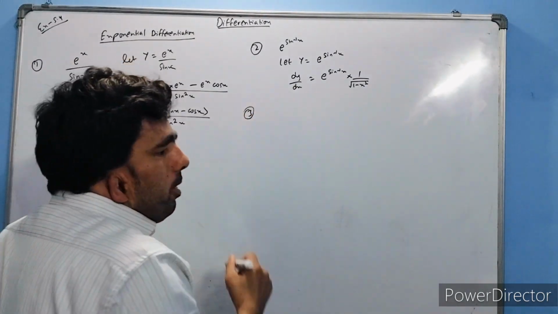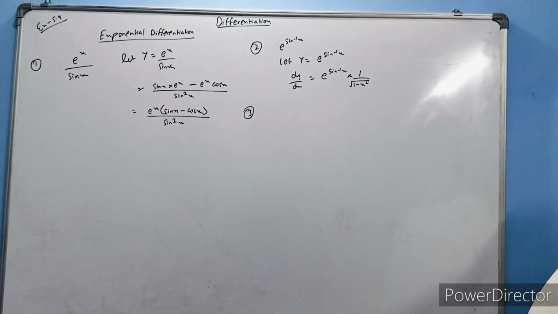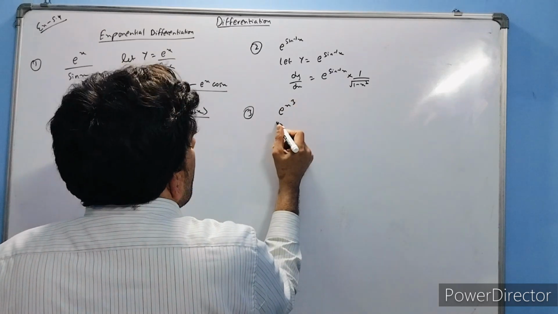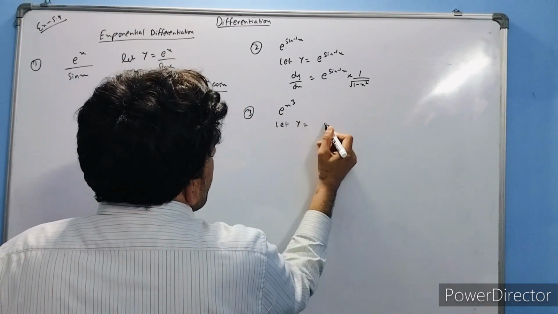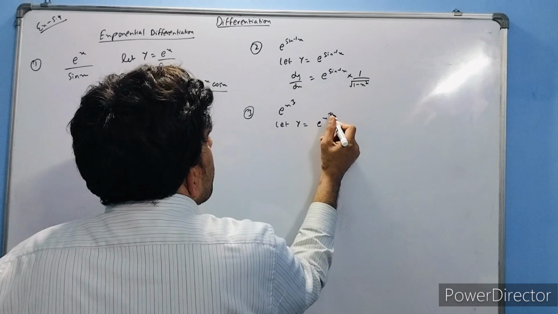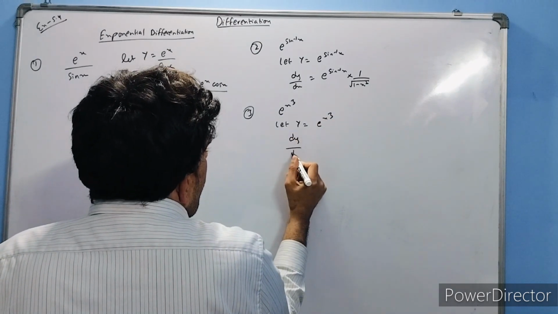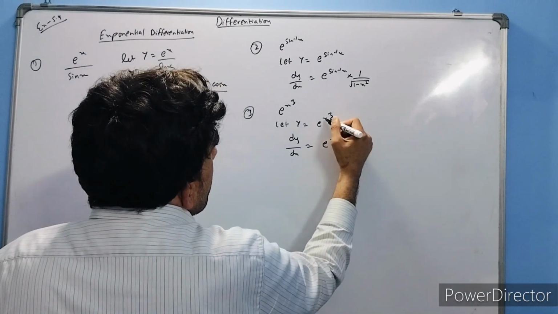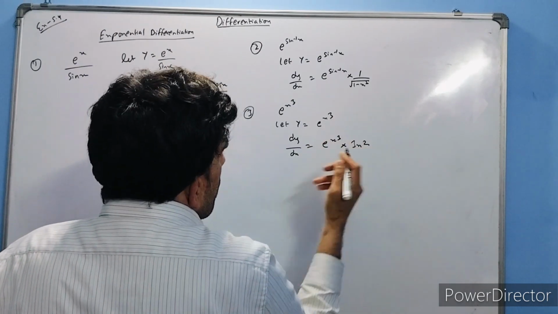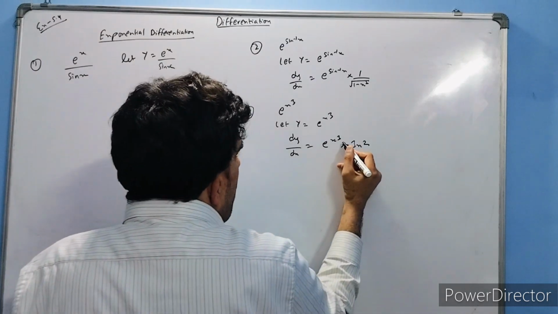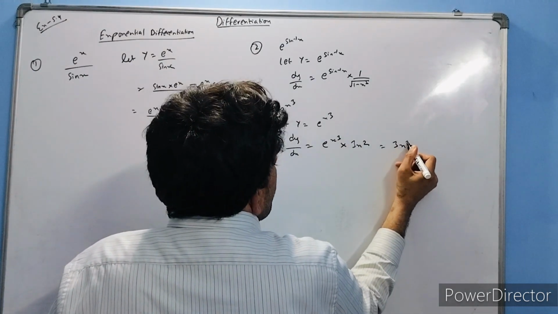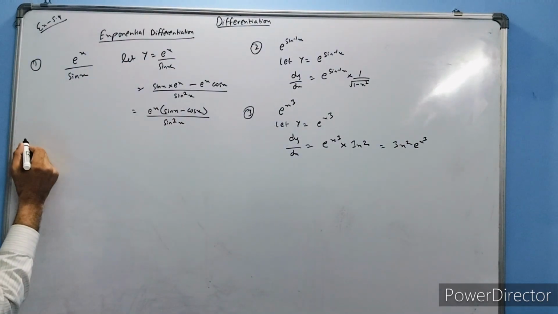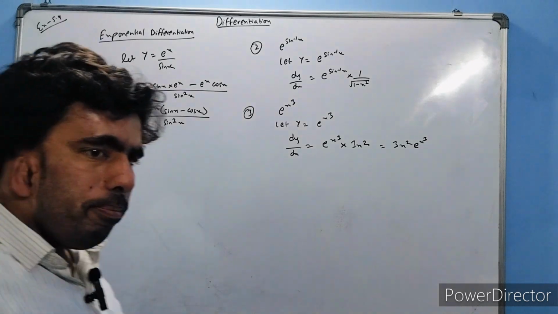Let's try for the third exponential function we have, that is e raised to power x cube. What we will do? Let y is equal to e raised to power x cube. So dy upon dx will be e raised to power x cube into differentiation of x cube, that is 3x square. Okay, so that is how we try to differentiate. Okay, now we have the fourth question.